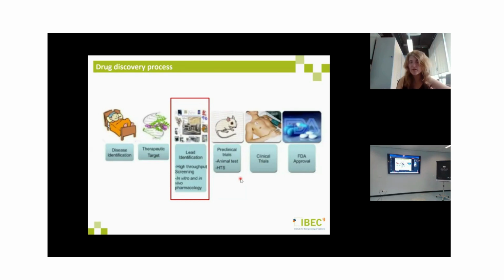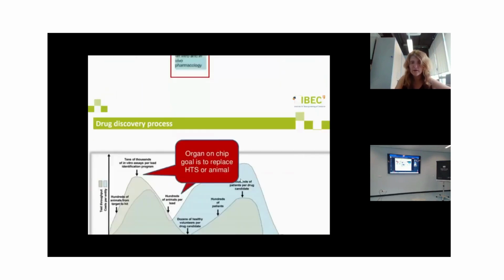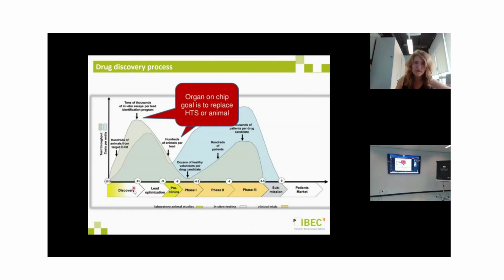So we are not substituting completely the use of animals, at least at this point, but at least we are reducing a lot the number of these animals and the cost of this development. So looking at the different phases, we are affecting these stages in the drug discovery, and we can save some hundreds of animals at this stage.